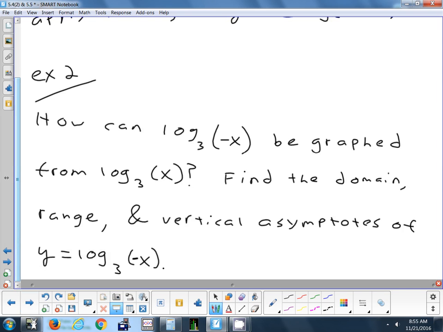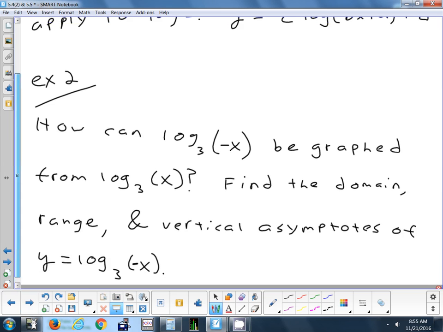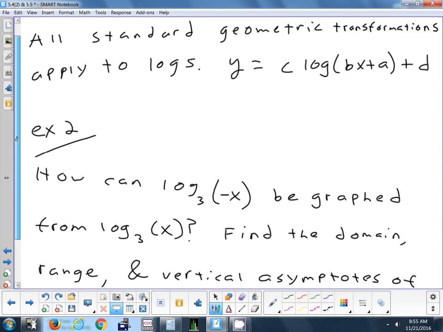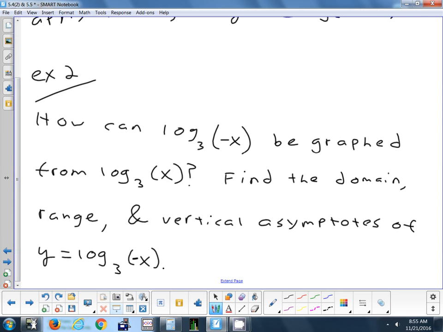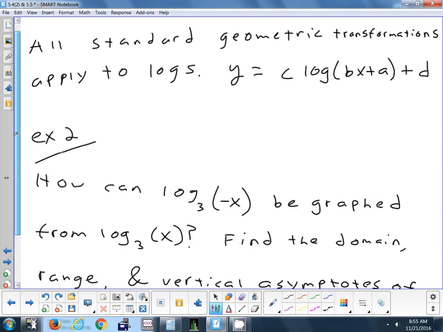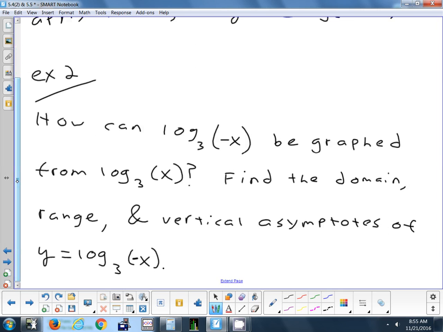All right, so first I want to know, very simple transformation. I'm only doing one thing. It's basically like I'm making B -1. That's all I'm doing. So I want to know how log base 3 of -x would compare to log base 3 of x. What's that negative, if I make B -1? What is that going to do to the graph?